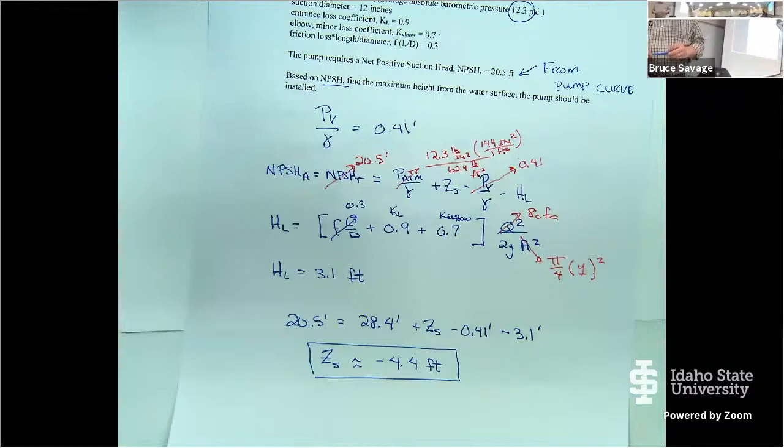Scott, how did I do on that number? Is that punching in that? Yeah, the atmospheric is where I'm getting a deviation, a little about when we calculate it. So 12.3 times 144 divided by 62.4, 28.4. Yeah, we're good. Okay.